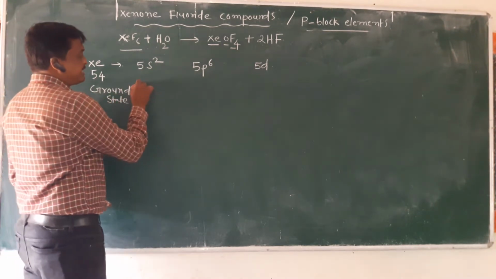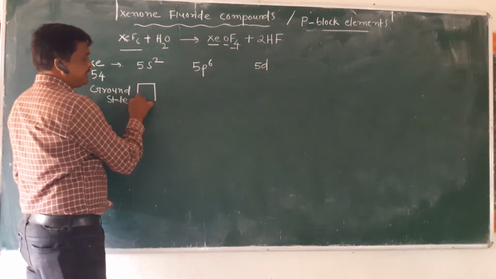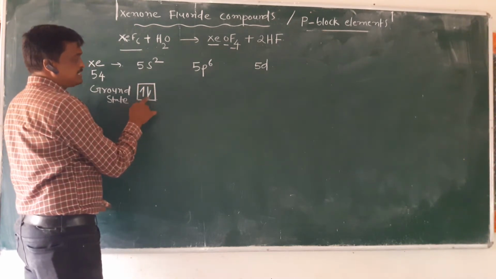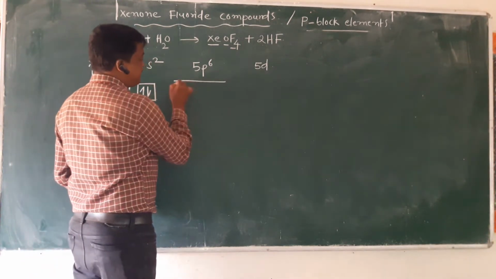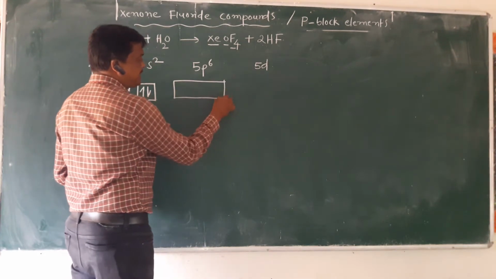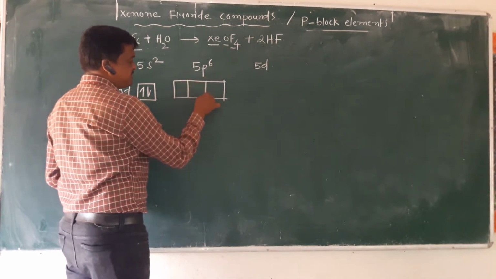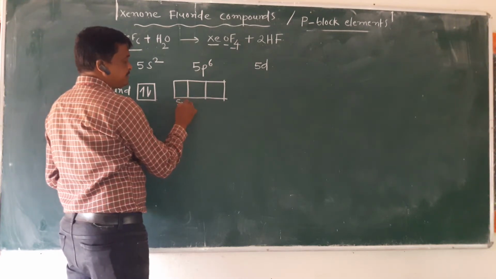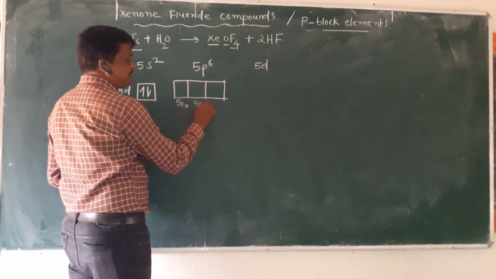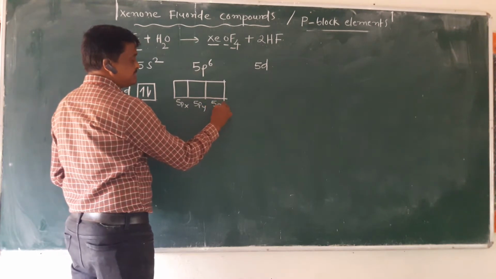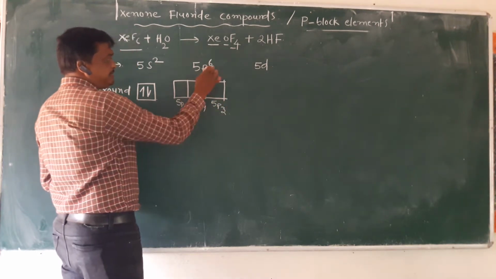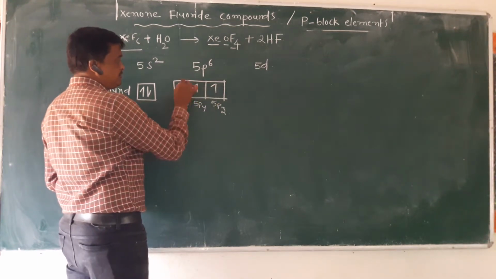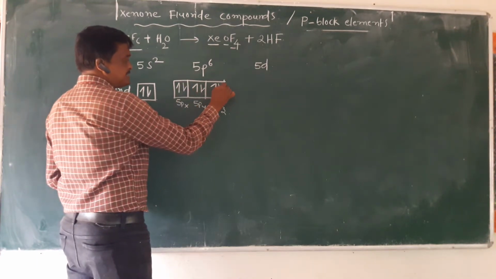So in the ground state, in the 5s orbital there are 2 electrons. One is upward, the second one is downward. Next, the 5p orbital. So here 5px, 5py and 5pz. Let me write here 6 electrons: 1, 2, 3, 4, 5, 6.